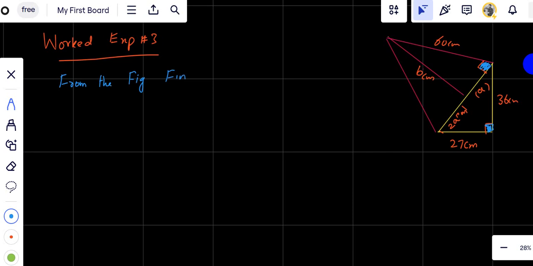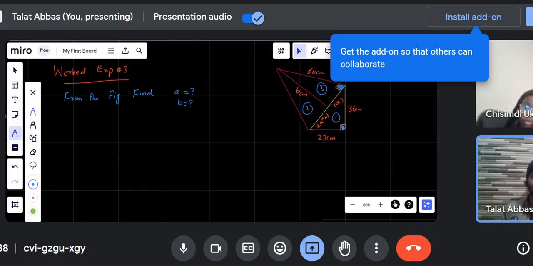Find a and b. Yes. So to find a, okay, this is figure 1, and this whole figure is figure 2 currently. Like, this is figure 2, this is figure 3. Okay, to find a, firstly, I'm going to find a. So to find a, which triangle should I use? 1, 2, or 3?